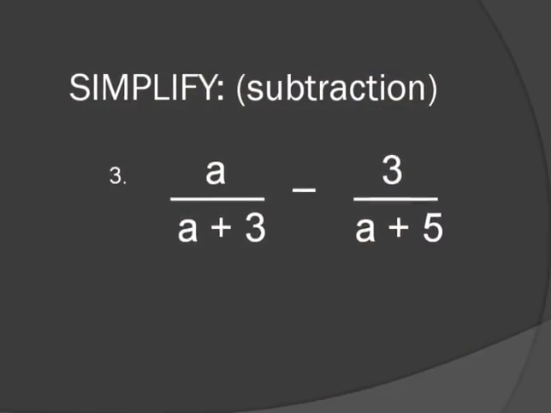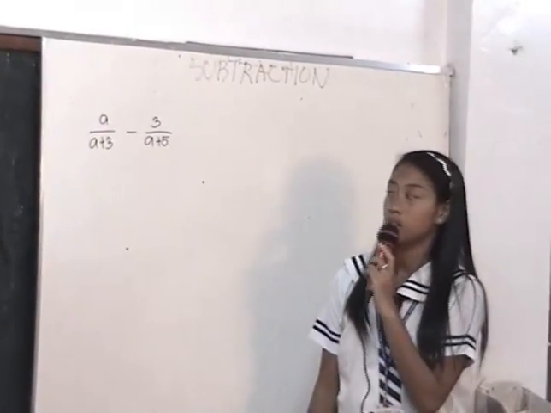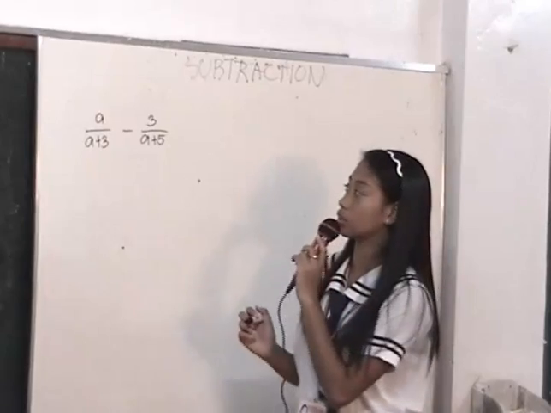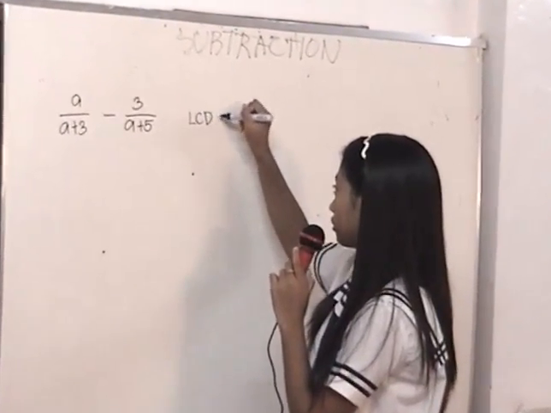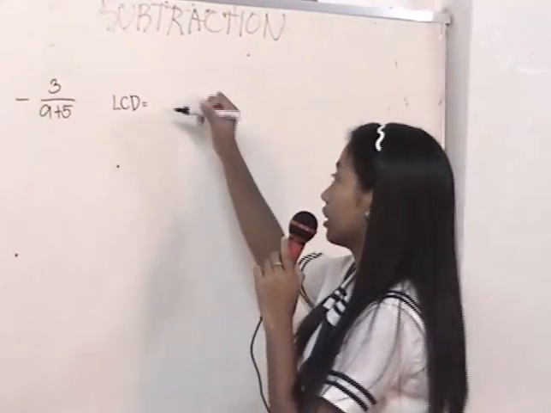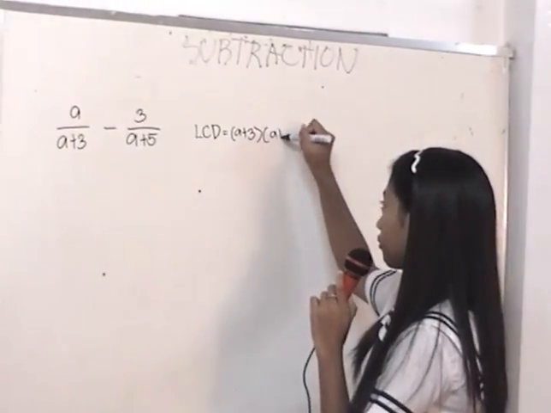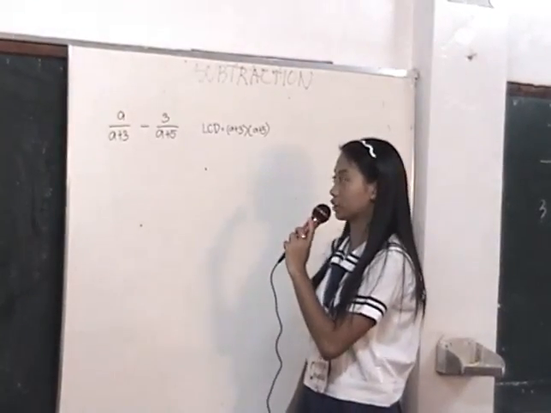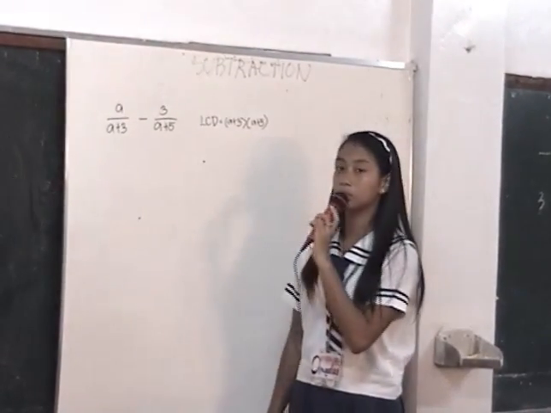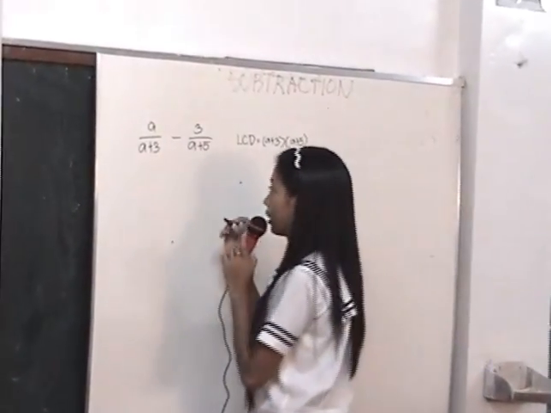The expression a over a plus 3 minus 3 over a plus 5, we have different denominators. So we just simply use the two denominators as the LCD. The LCD is a plus 3 and a plus 5. In subtracting rational expressions, we must multiply both numerator and denominator by the least common denominator.